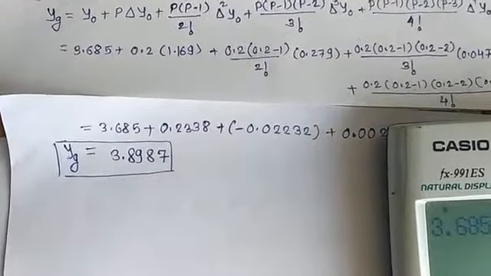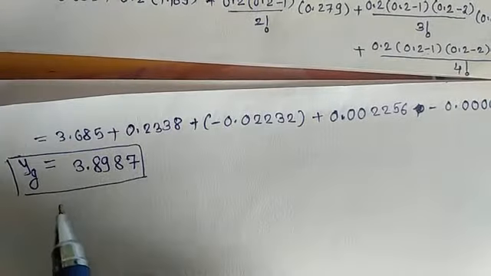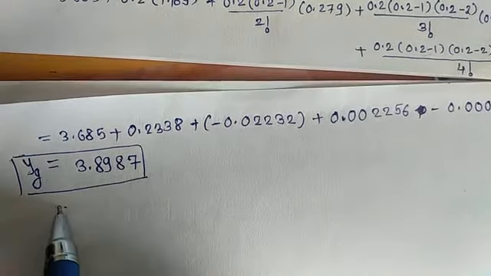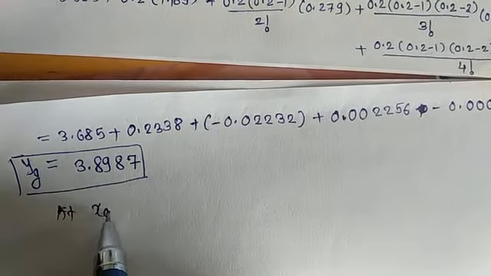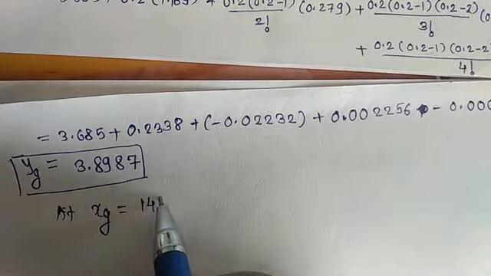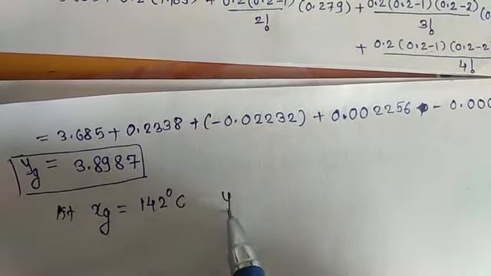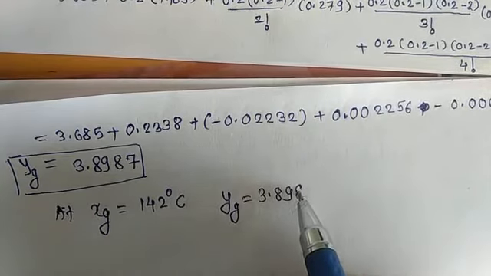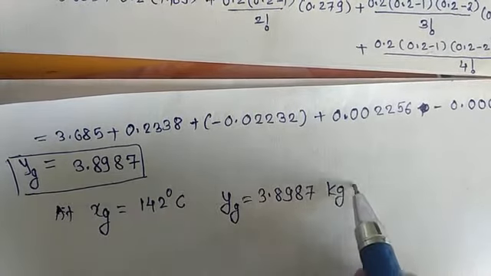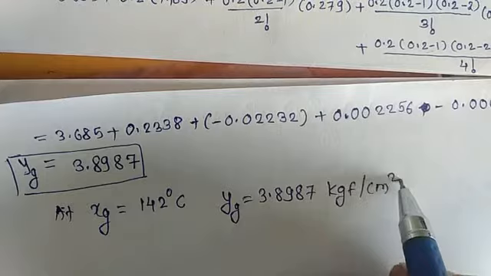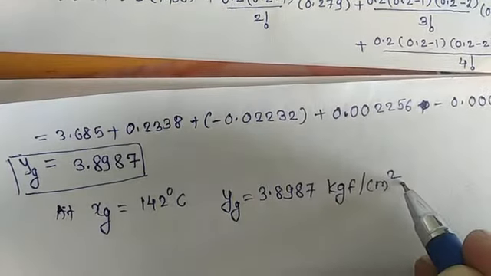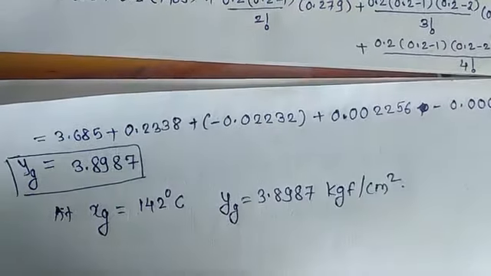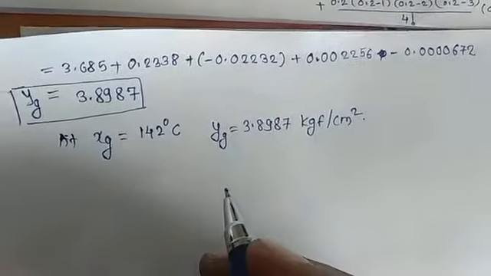That means we have found that at x_p equal to 142 degrees Celsius, the value of y_p is equal to 3.8987 kgf per centimeter square, which is a pressure. So this is our required solution.